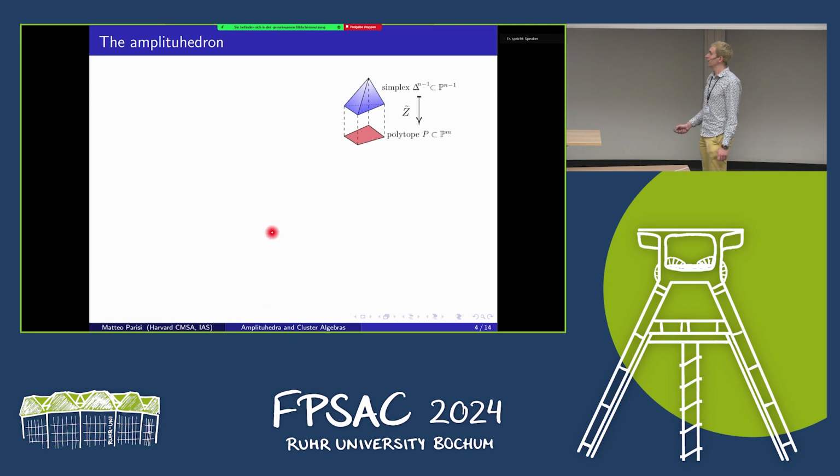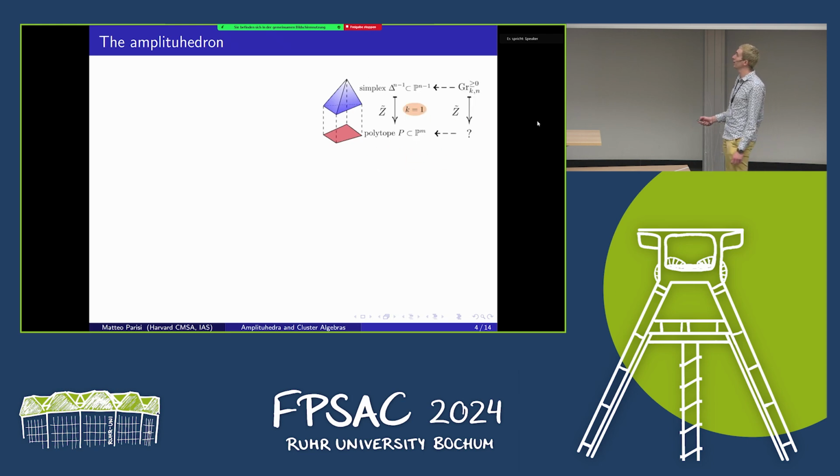Okay, now let me move to the amplituhedron. Let me start with this cartoon. We can think about a polytope in m-dimensional space as a linear projection from a bigger simplex upstairs. This is a simplex of dimension n-1 with n vertices that is projected down to a polytope with n vertices in m dimensions, and Z tilde is a linear map.